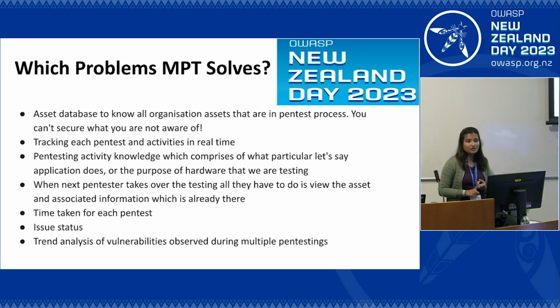We want to track, as I mentioned, how the pen tests are running, which activity is in which state right now, when it is going to be finished, how the findings are going, how the risk posture is looking. Pen test activity knowledge, which comprises what a particular application does or the purpose of the hardware that we are testing. This basically helps build a pen test knowledge base.